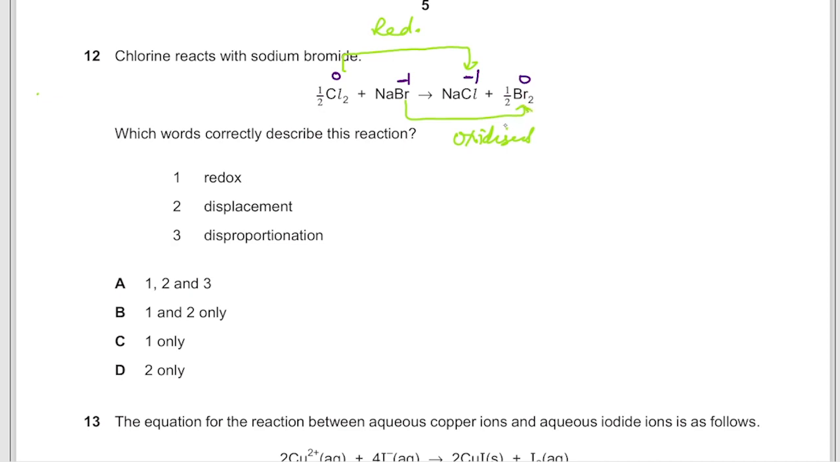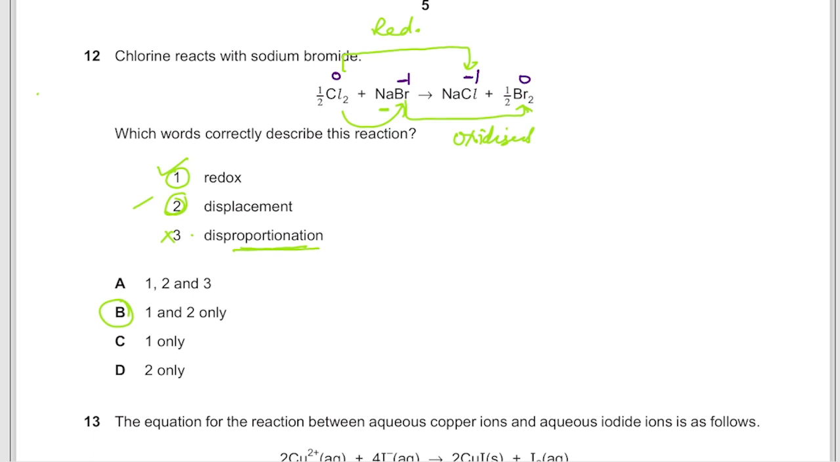So for the reduction and oxidation process, we will say this one, redox reaction, is correct. Yes, it is a displacement reaction because chlorine displaced the bromide ion along with the sodium. So this one is the displacement reaction as well. It is not going to show us disproportionation. Why? Because chlorine is not oxidized and reduced simultaneously in this reaction on the product side. So this one is not correct. Our correct answer is 1 and 2 only.